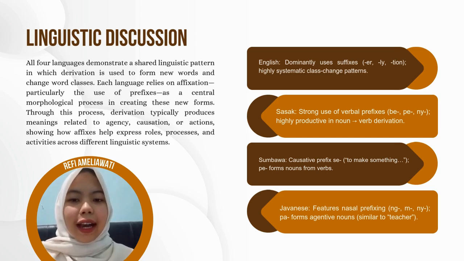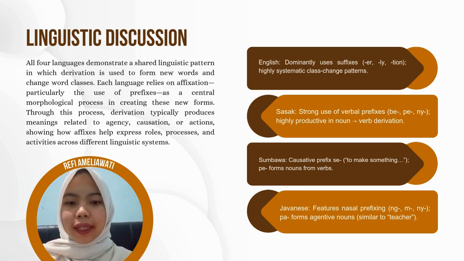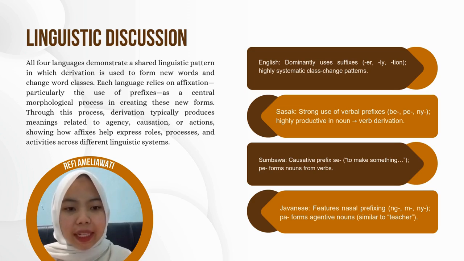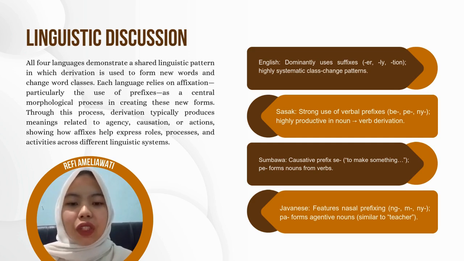On this slide, I explain how derivation works across four languages: English, Sasak, Sumbawa, and Javanese. Although these languages come from different linguistic families, they all share one similarity. Each of them uses derivation to create new words and to change word classes. They also rely on affixation, especially prefixes, to form meanings such as adjective, causative, or action-related forms. However, each language also has unique characteristics.